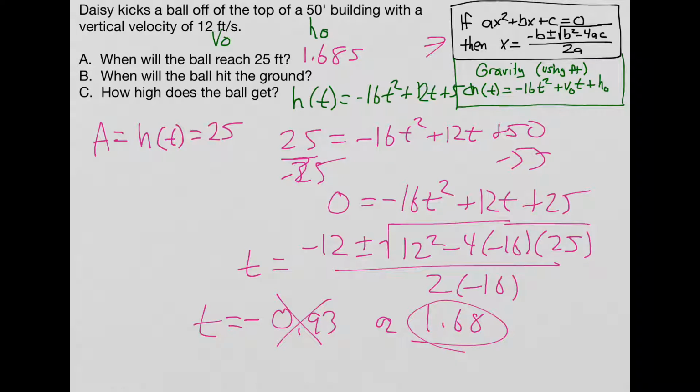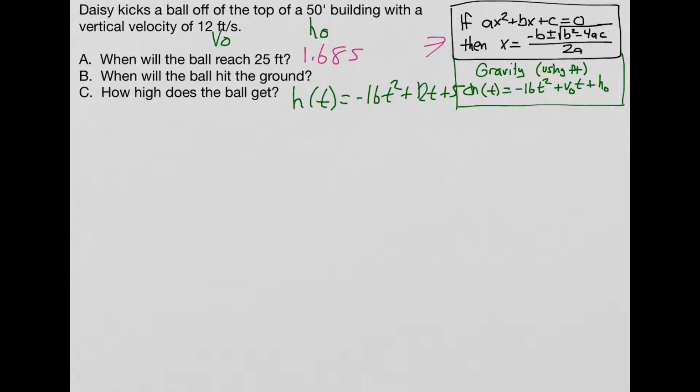So now let's look at part B. So for B, when will the ball hit the ground? The ball will hit the ground when the height equals 0. So we will just say 0 equals negative 16t squared plus 12t plus 50.